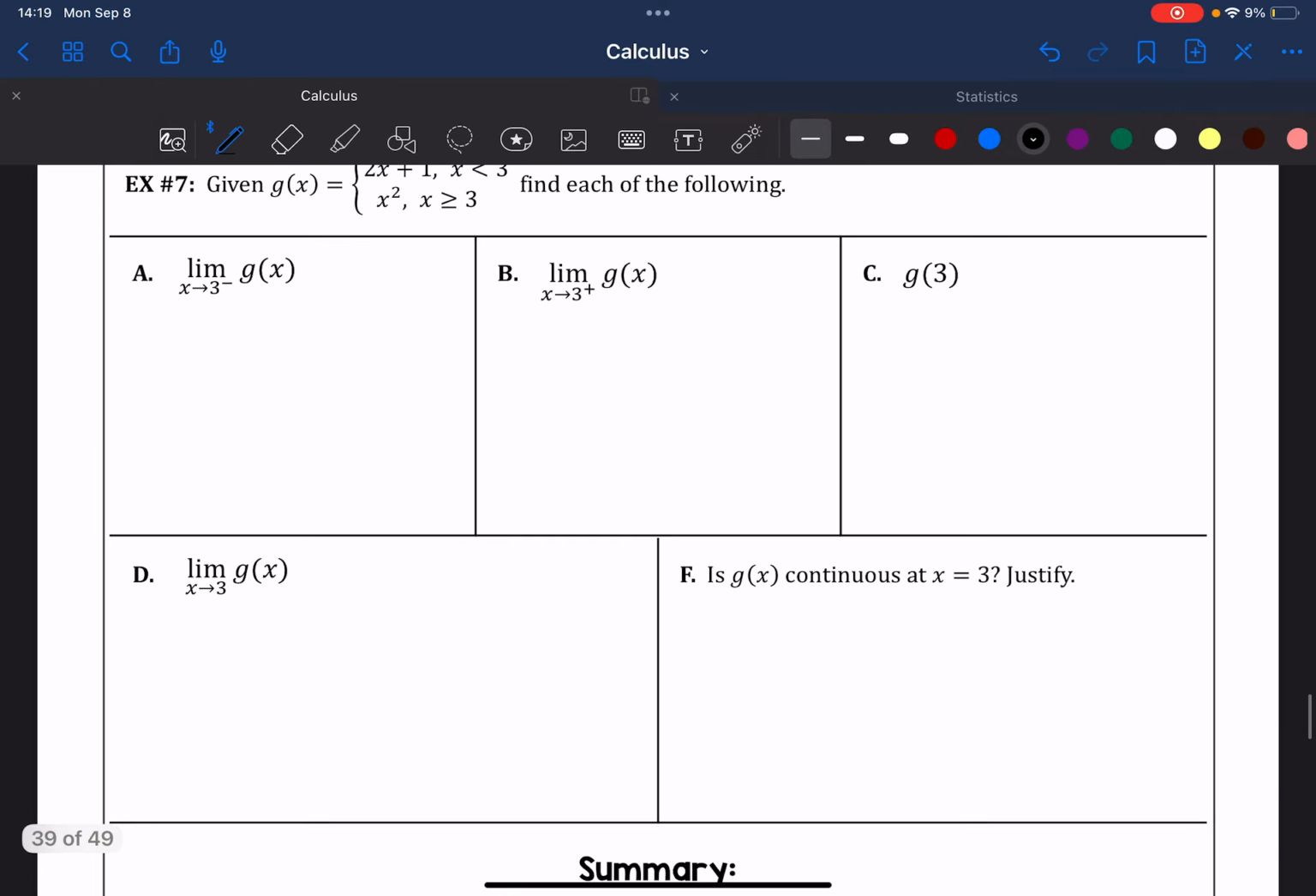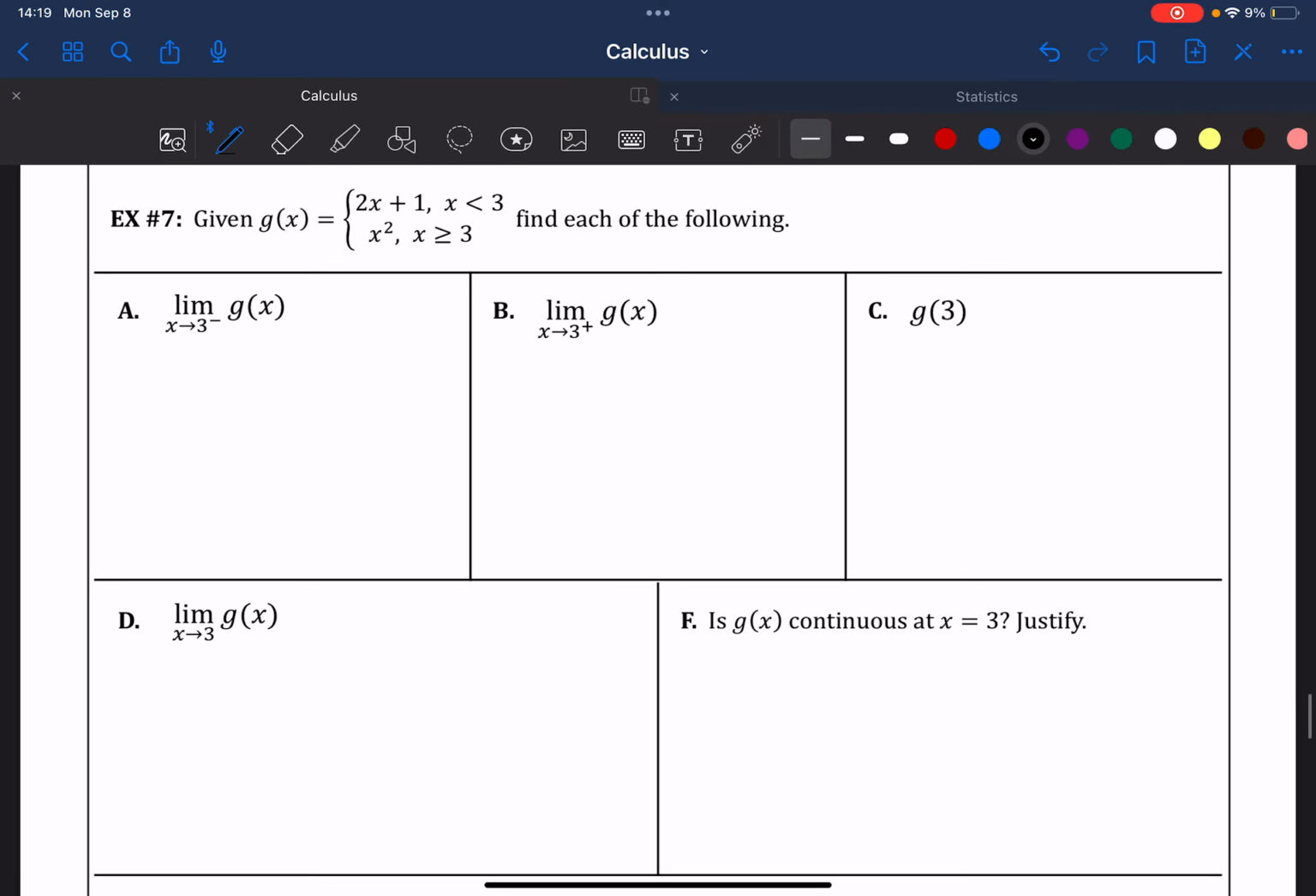Okay, and then this last part here wants you to try on your own, and notice it breaks it apart step by step by step. So if you want to try this, go ahead and pause the video now, attempt it, and then unpause to see if you got it right.